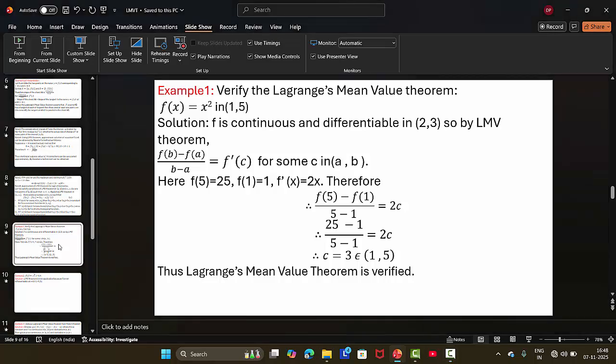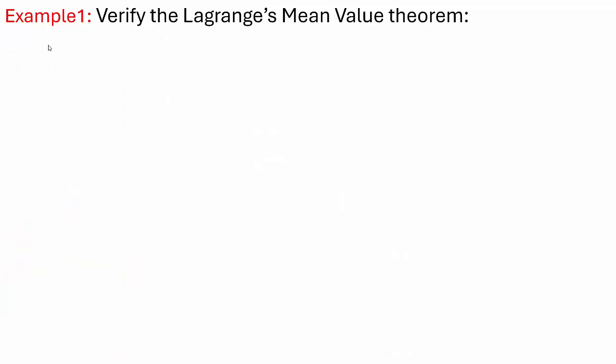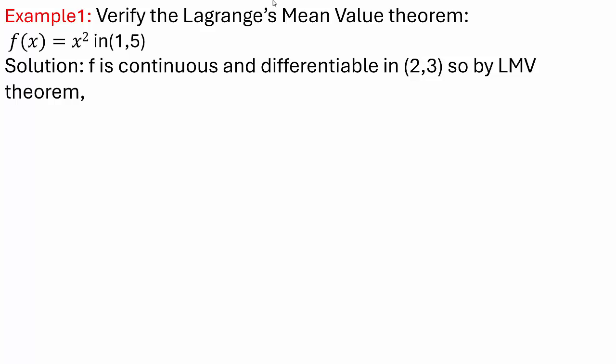Now, we shall try to solve some examples. Our first example is: verify the Lagrange mean value theorem for the function f(x) equal to x square in the interval [1, 5]. We know that f(x) equal to x square is a polynomial function. Therefore, f is continuous everywhere.